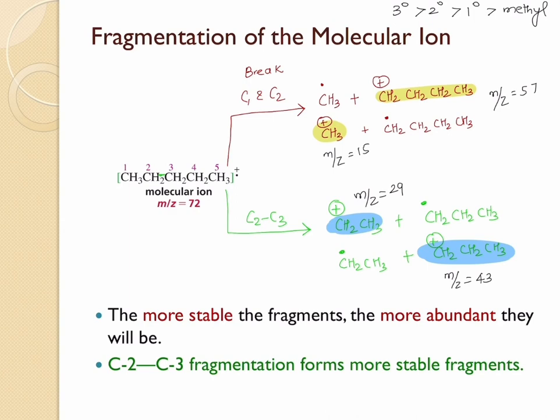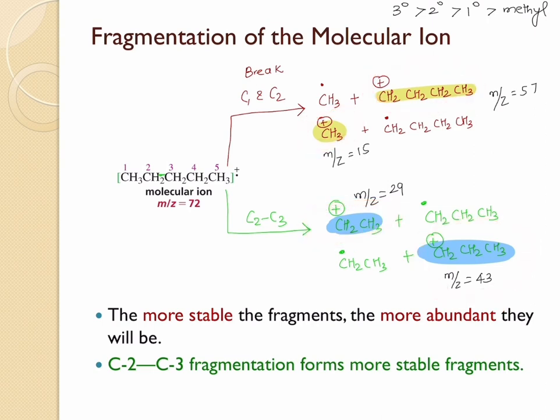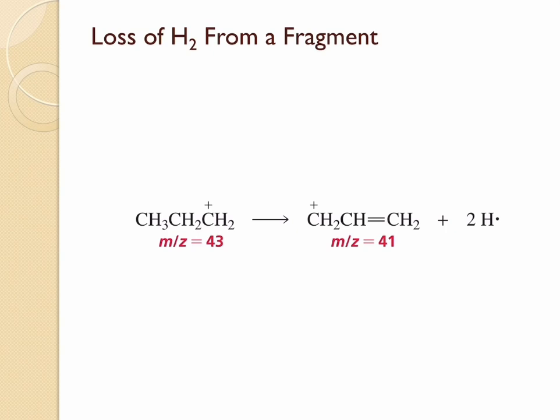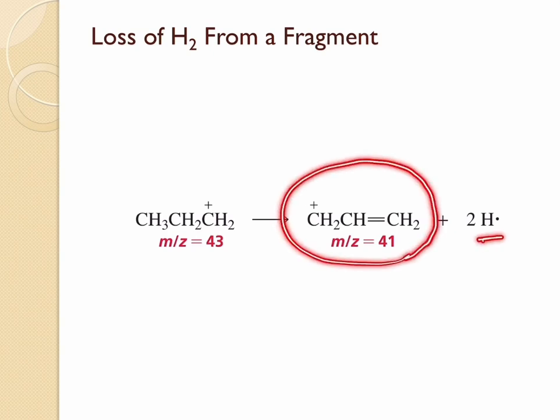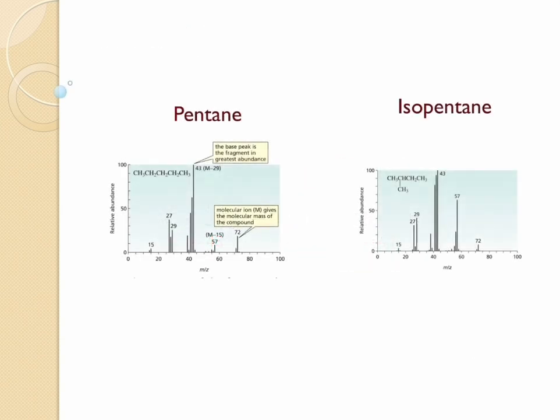Also remember that you're going to have the m/z values only for the cations, because they are the ones that will be identified in the mass spectrometer. You can have peaks 2 units lesser than the carbocations, and that corresponds to the loss of hydrogen. Let us now compare the mass spectrum of pentane and isopentane, which are constitutional isomers.